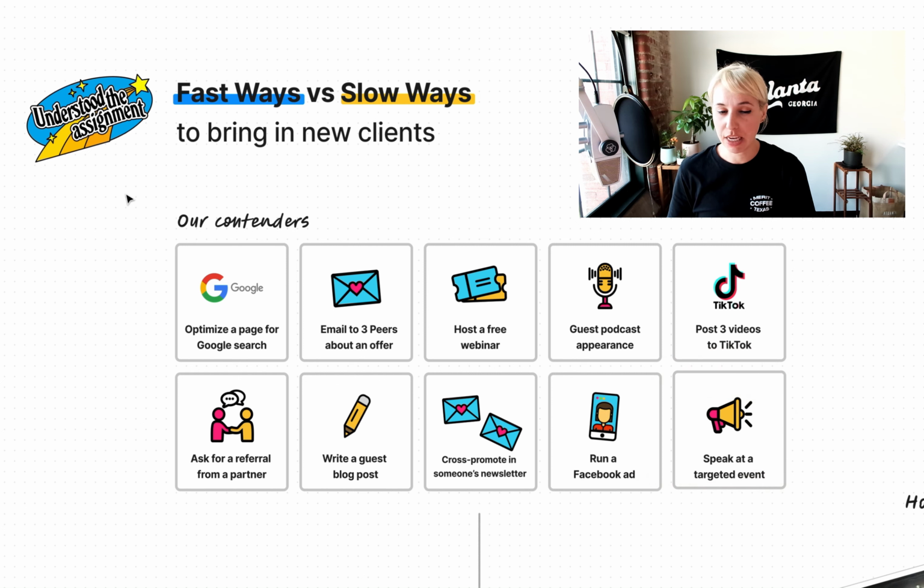Now, I'm hand-waving here a little bit exactly what these strategies are. And I tried to make them equal in terms of what the effort is. So emailing 3 peers about an offer, I'm saying that would be the same amount of time and effort as optimizing a page for Google search. Now, some of these things, depending on where you are in your business, are not going to be even activities for you. And I really just want you to think about this exercise as a way for you to assess whether or not something is worth your time. So don't get too hung up on these exact strategies. Today is really about how you can assess whether or not your marketing activities are going to pay off and how quickly they will pay off in actual sales.